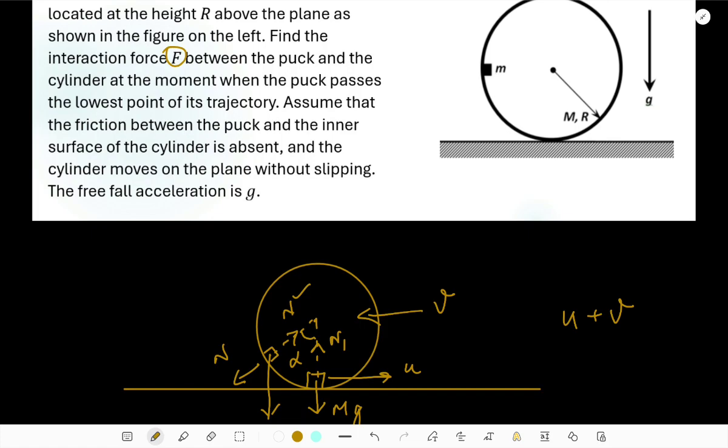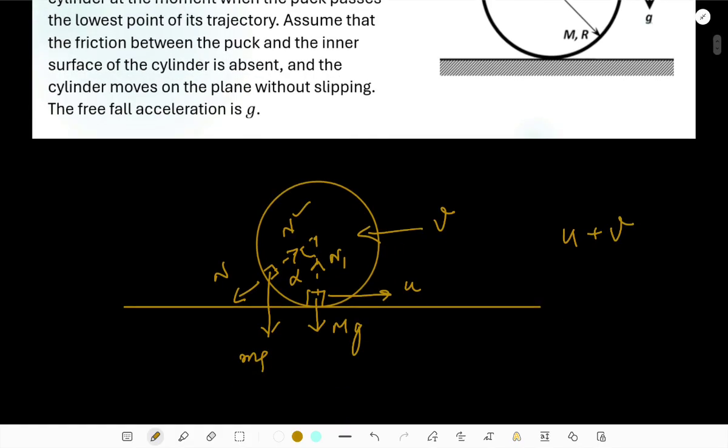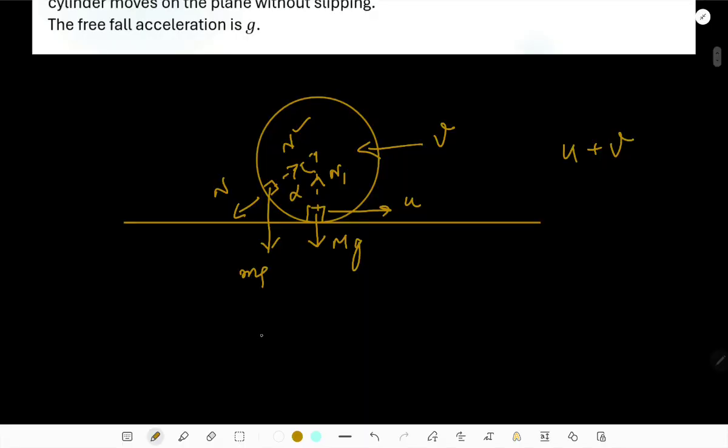So for this observer, the cylinder is moving in a circle of radius r, and at this moment when the puck reaches the bottom of the cylinder, its equation of motion can be written simply as F, N1 will be replaced by F at this moment, F minus mg. Puck is here, remember, and that is equal to m v relative square upon r. That is the velocity of puck with respect to the cylinder.